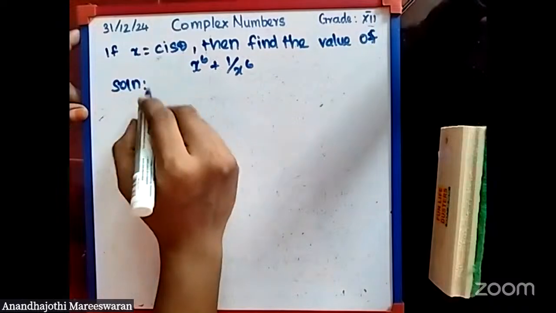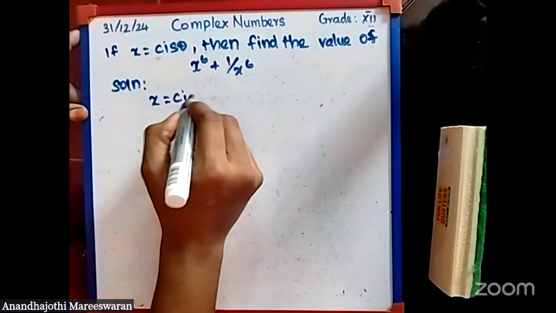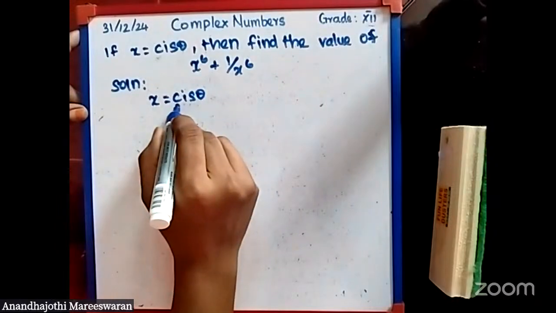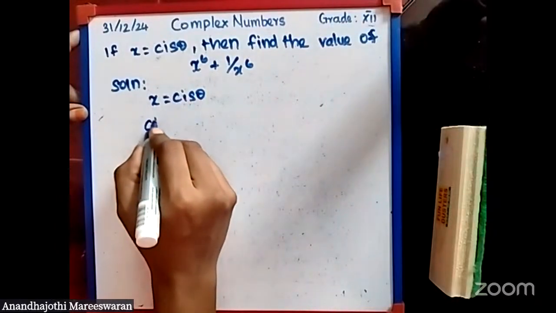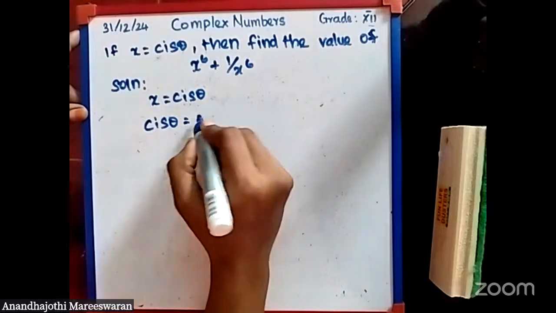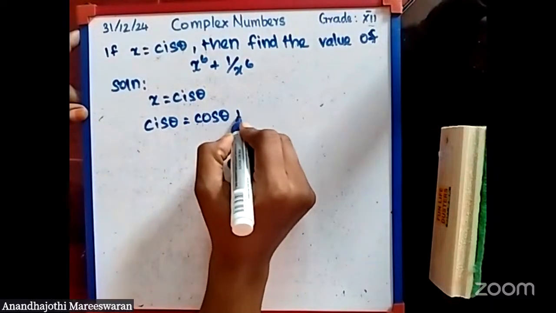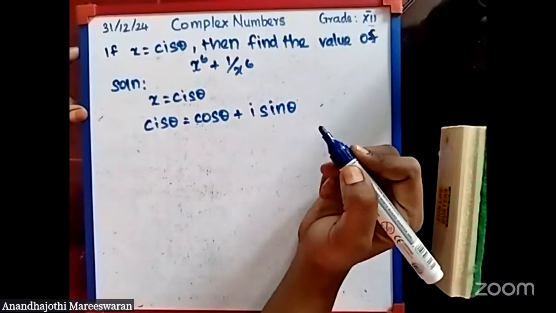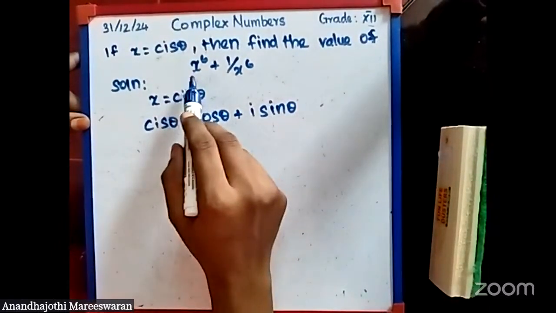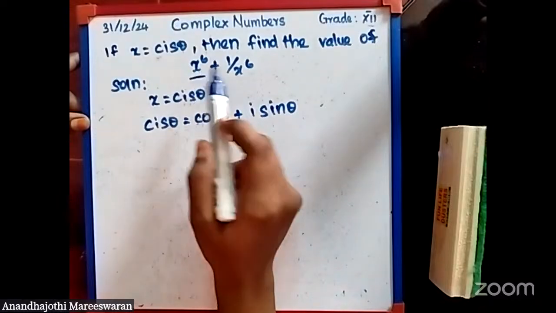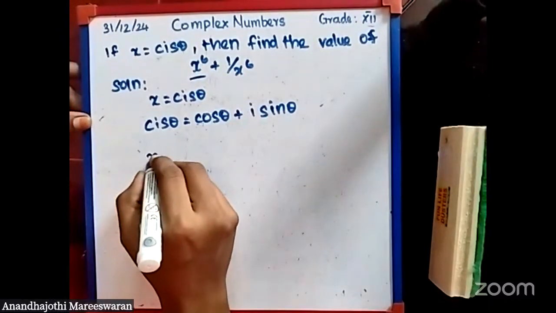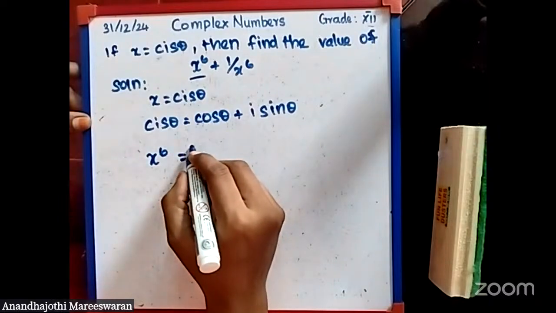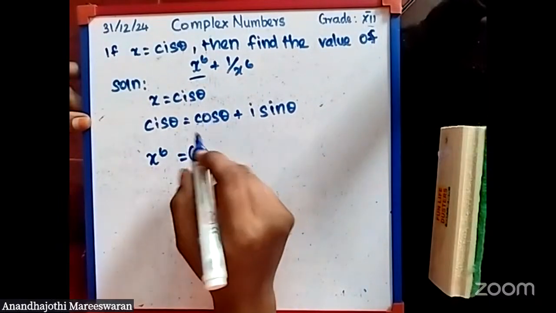Okay. What is given? x equal to cis theta. What is cis theta? Cis theta means cos theta plus i sin theta. Right? So, to find this entire term, we have to find x power 6 first. So, x power 6 equals cis theta power 6.